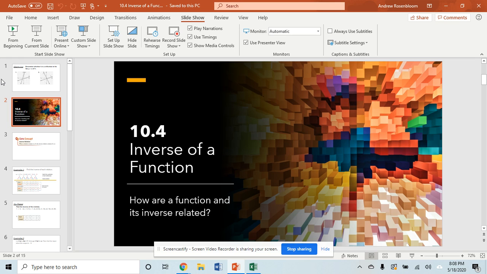Hi guys, we're going to continue with chapter 10. This is actually the last section in chapter 10. It's a short chapter, so we'll have a review and an assessment after this section here. And this section is called Inverse of a Function. So here we go.